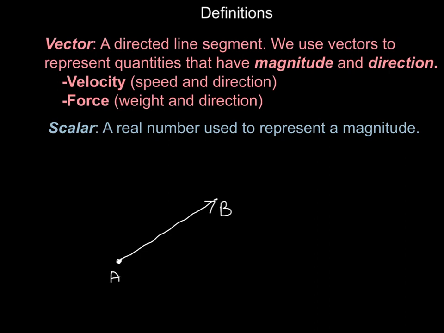It's going to have two quantities associated with it. The real number quantity, that magnitude, has another name: that's called a scalar. And it's a real number used to represent the magnitude.